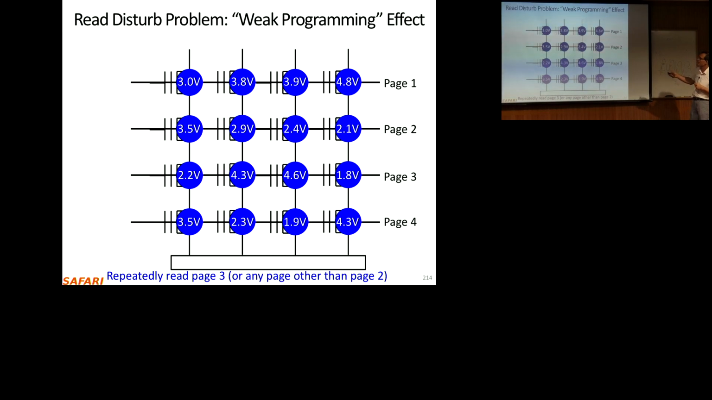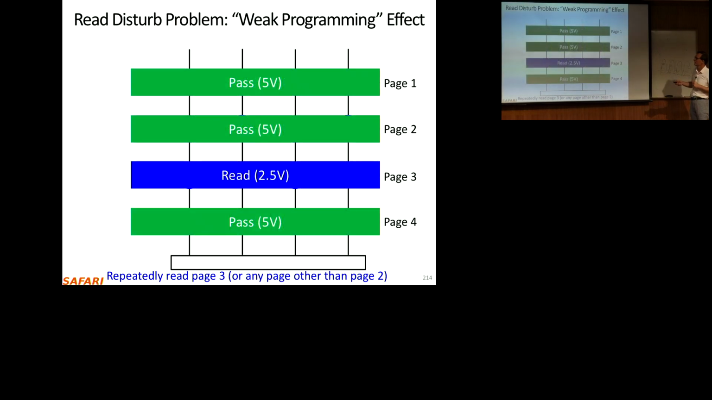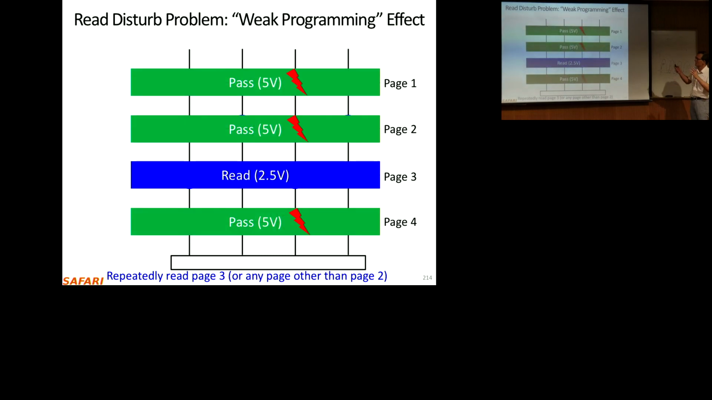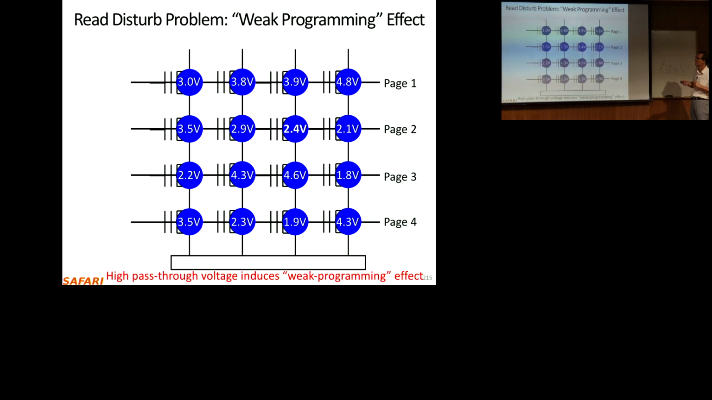So it has a weak programming effect. So let's say we're repeatedly reading page 3, or any other page than page 2. I'm going to try to animate this. It's a bit ugly animation. So we repeatedly read page 3 many times, which means that we repeatedly applied pass-through voltage to page 1, page 2, and page 4.